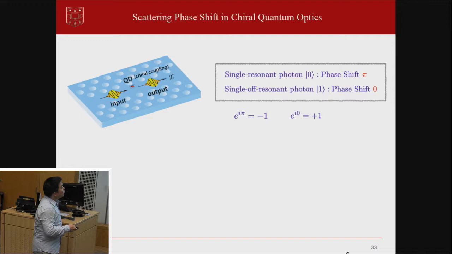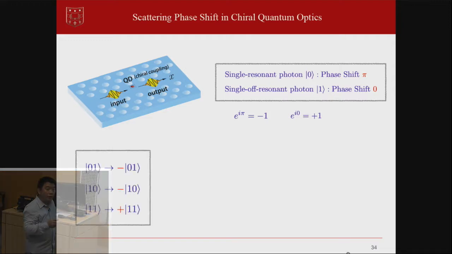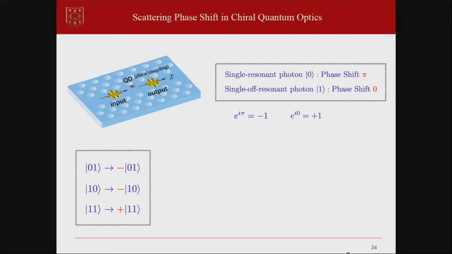Then using this, people can easily construct three two-bit states. For example, the 0-1 state, meaning you send in two photons. One is on resonance, one is off-resonance. The off-resonance photon does not interact with the quantum dot, and the on-resonance photon interacts with it and picks up a pi phase shift. So in the end, the outgoing state will pick up a total of pi phase shift. Likewise, the same thing happens if you have the 1-0 state. They actually are the same. On the other hand, if you send in two off-resonance photons, because neither of the photons will interact with the quantum dot, the total phase shift is still zero. So these three actually are extremely trivial, right?